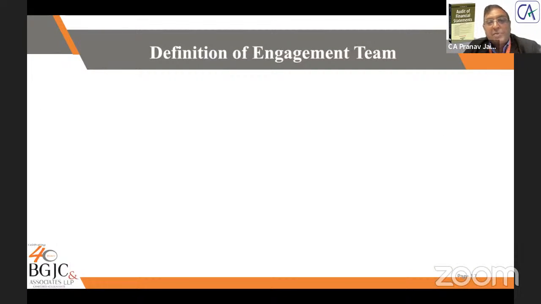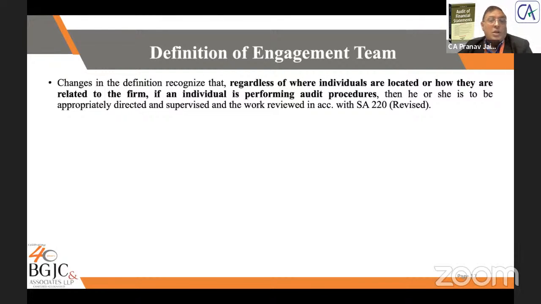A definition of engagement team has also been revised. Now, it says regardless of where individuals are located or how they are related to the firm, if an individual is performing audit procedures, then he or she is to be appropriately directed and supervised and the work reviewed in accordance with SA 220 revised.